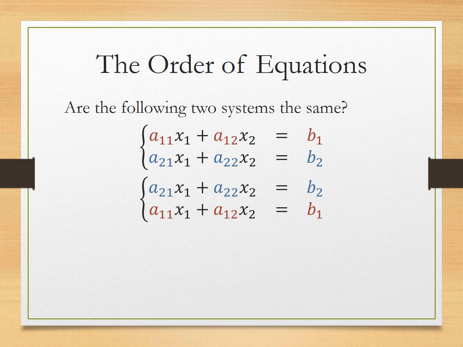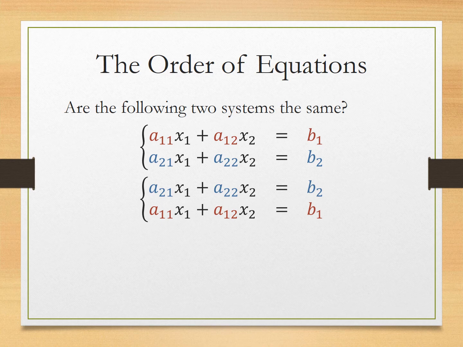Now, are these 2 systems the same? They should be the same, right? It's because all I did was rearrange the equations. It's the same as if I'm asking you, this is demand and this is supply, what's the equilibrium? Or, this is supply and this is demand, what's the equilibrium? Now, there shouldn't be any difference, right?